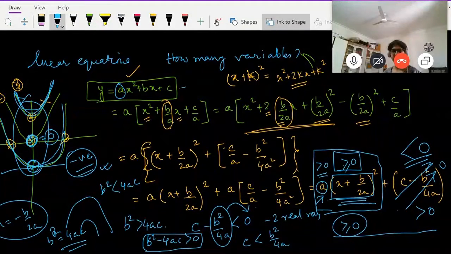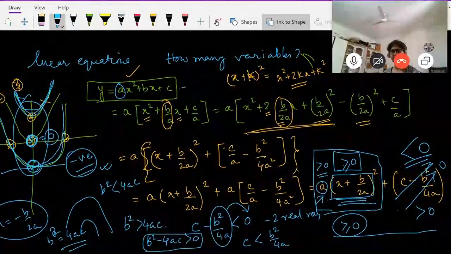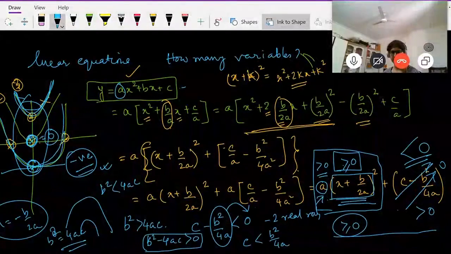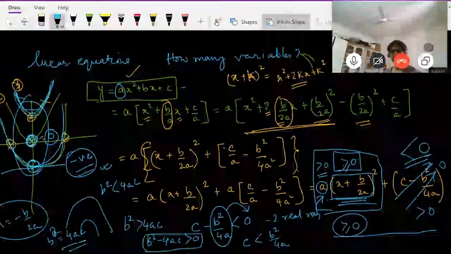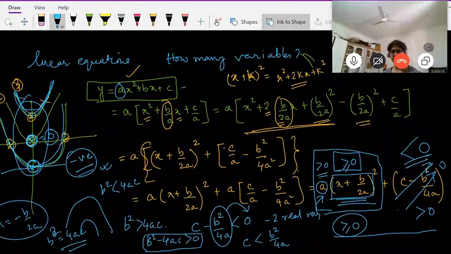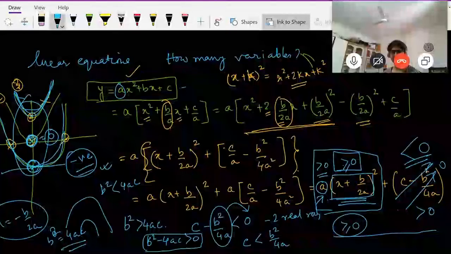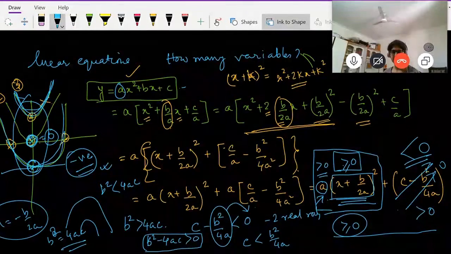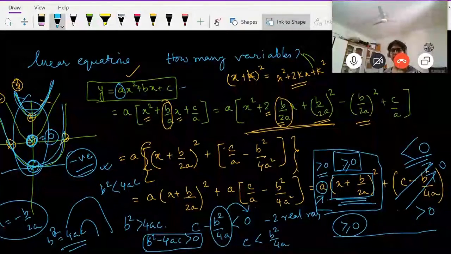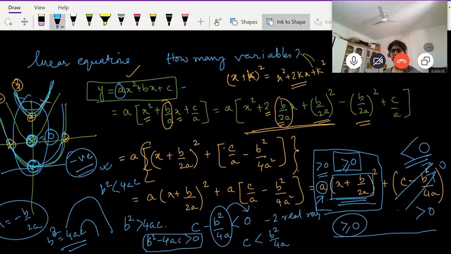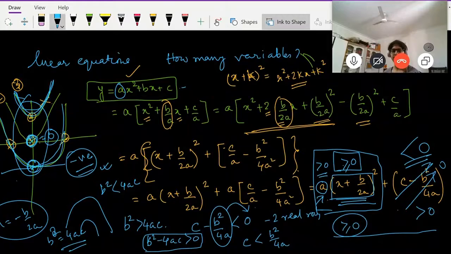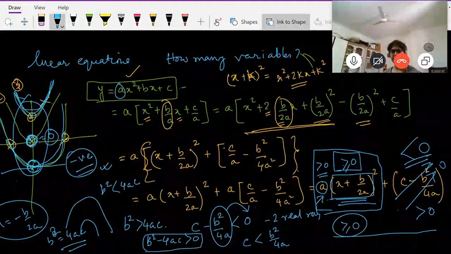The reason I showed you this is because I'm going to use the same logic when I go to higher degree polynomials. So the logic is that for any curve to have real roots, it has to intersect the x-axis. And in order to intersect the x-axis, the minima has to lie below the x-axis, which means the minima has to be negative. This is the logic.